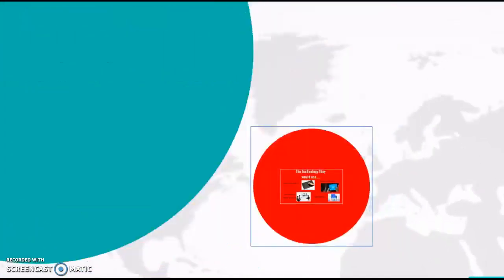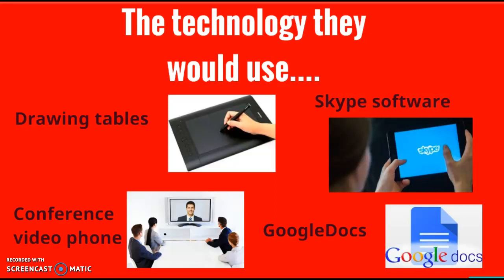Let's look at some of the technology that our learners will have available to achieve their objective of creating an improved benchmark system application. They will have access to drawing tablets so they can draw the website pages for the new benchmark system. They will use conference video equipment to talk and interact with the experts.